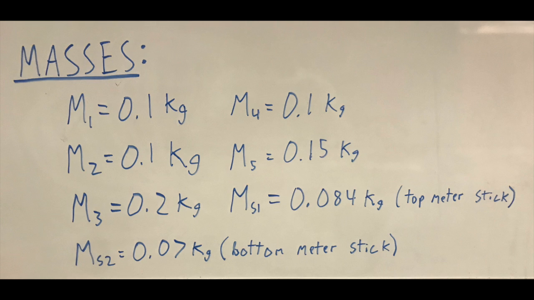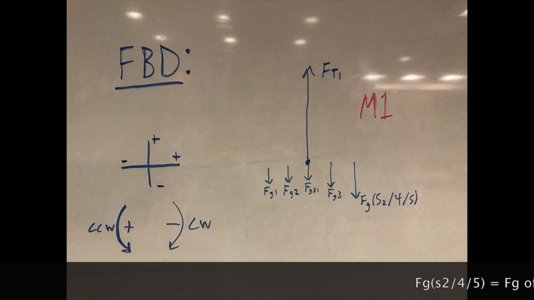Here are the mass values for each mass used in this problem. We will use these mass values later on in our mathematical computations. I would like to point out that mass S1 refers to the top meter stick and mass S2 refers to the bottom meter stick. This is the FBD for the top mobile, M1.